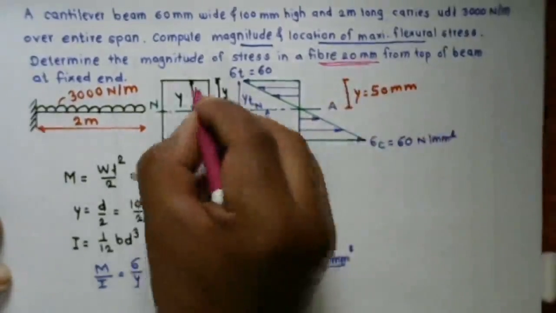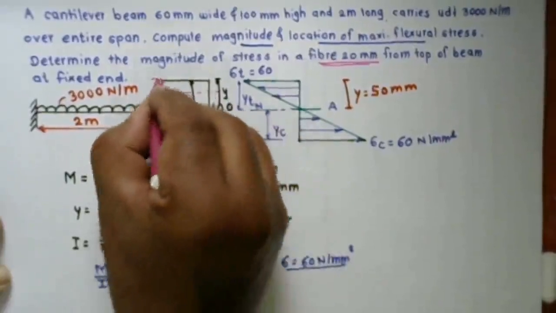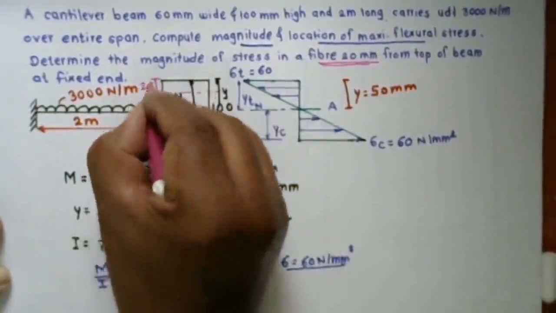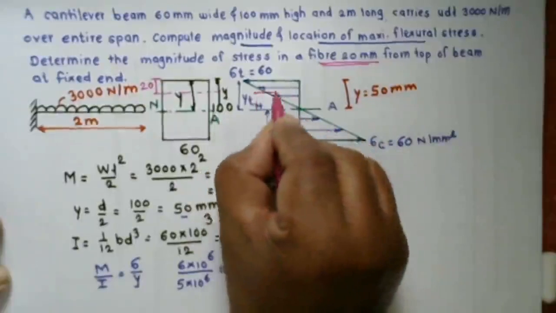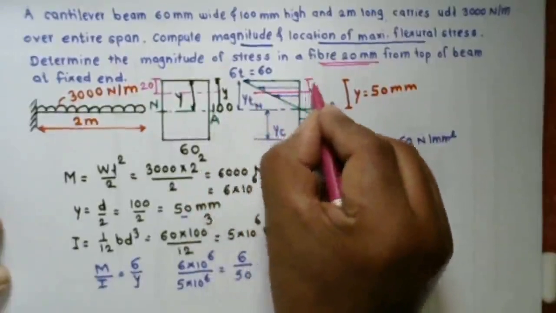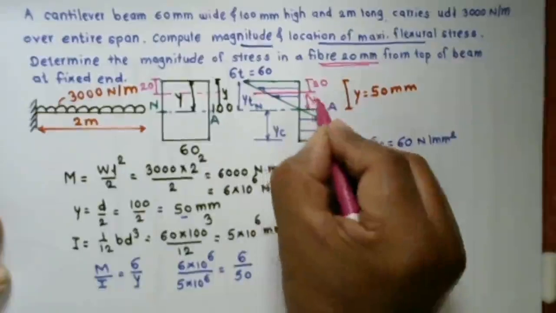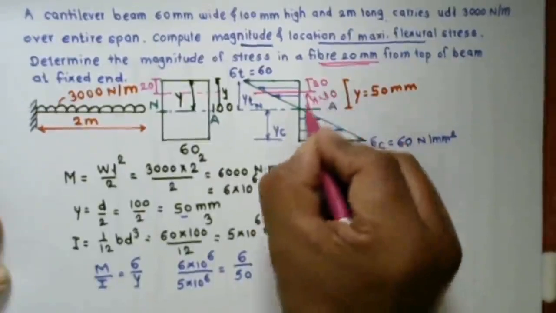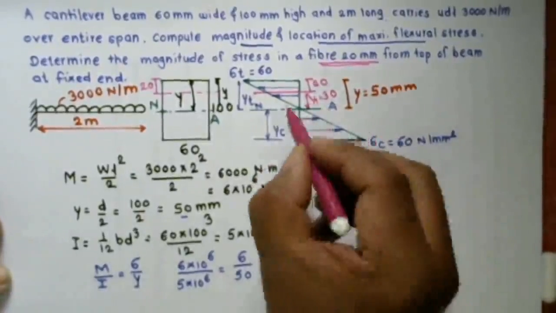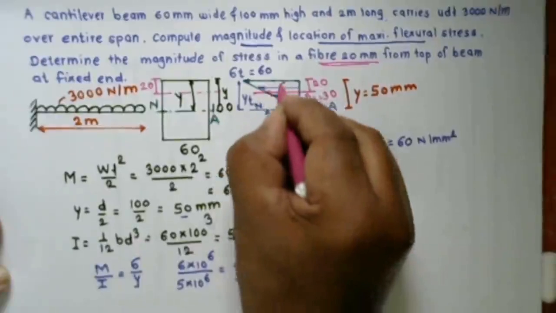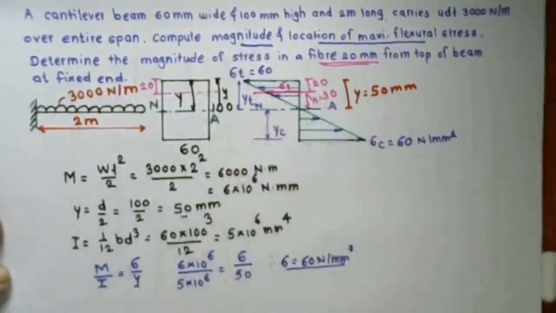Top of the beam means from that side. From that side we have to calculate the stress at this section, which is 20 mm from the top end. So if I say this dimension is 20, then from the neutral axis y1 is equal to 30 plus 20, that becomes 50 mm, and we have to calculate the stress at this point. We may say that is sigma 1. We have to calculate this stress sigma 1.